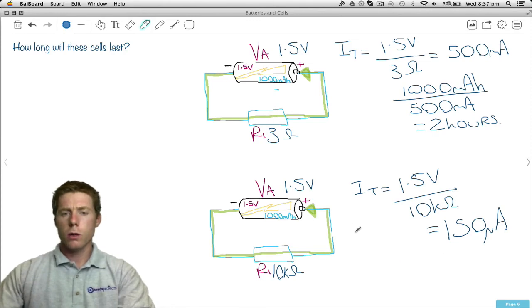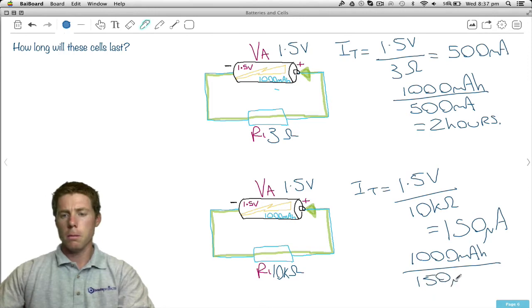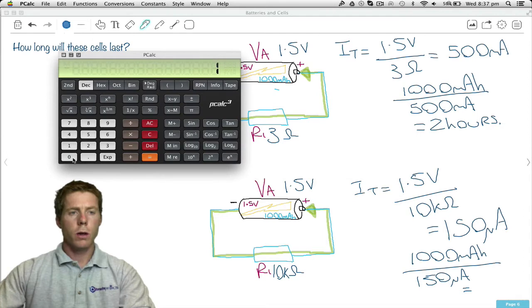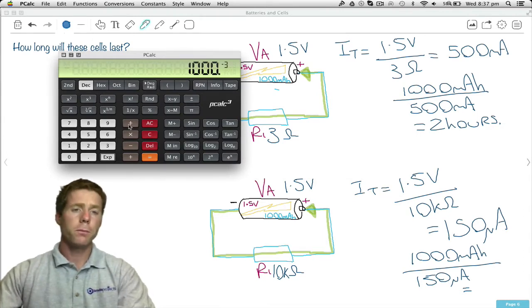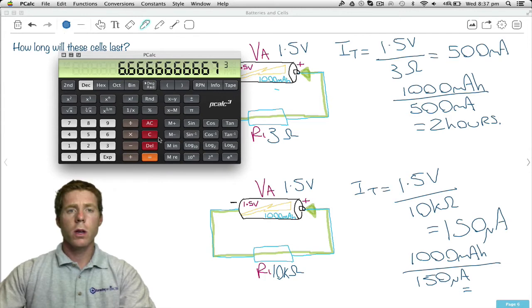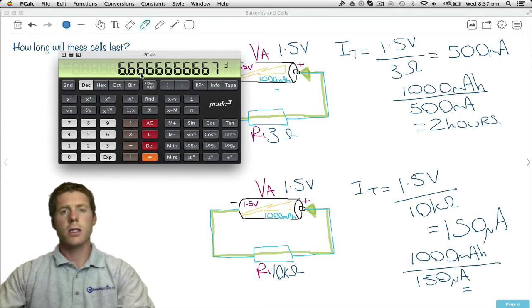How long is it going to last? Well, it's rated at 1000 milliamp hours. So 1000 milliamp hours divided by the amount of current we're actually drawing, 150 microamps, should last for quite a while. 1000 times 10 to the negative 3 to give us milliamps, divided by our 150 times 10 to the negative 6 for micro. That's going to last 6.67 hours.